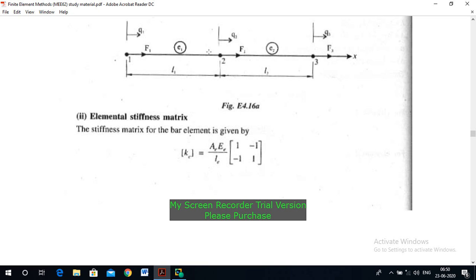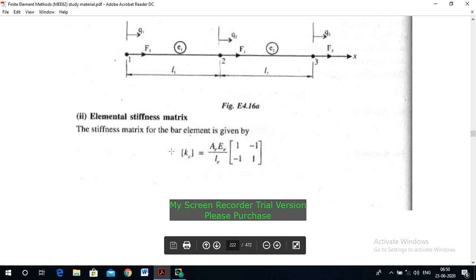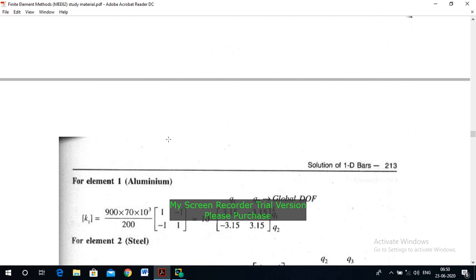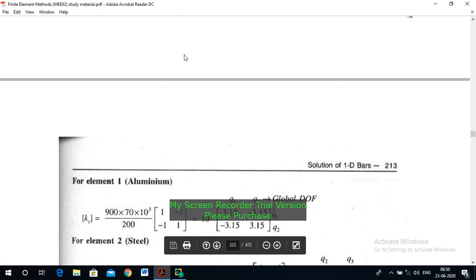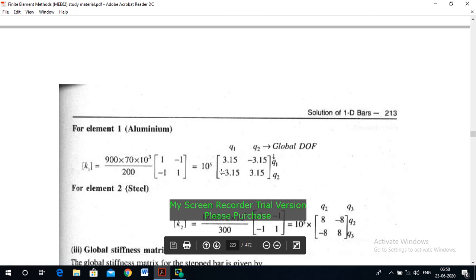And the second step is the element stiffness matrix. Since the finite element model consists of two elements, separately find out the stiffness matrix for each element. For element 1, it is given by Ke is equal to Ae by Le times [1 minus 1; minus 1 1]. We know this formula already. For element 1, aluminium, substitute all the values, Young's modulus, area and length of the element, which are given, and simplify this equation. Finally I will get 10 power 5 times [3.15 minus 3.15; minus 3.15 3.15], and you can give the numbering for this, the element stiffness matrix for element 1.